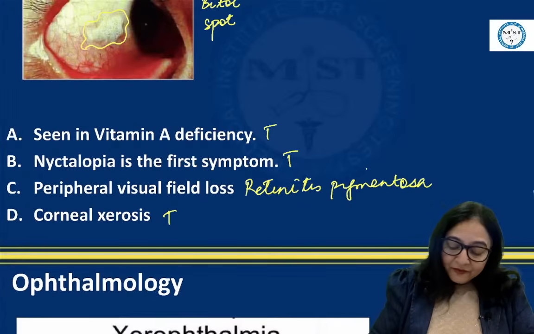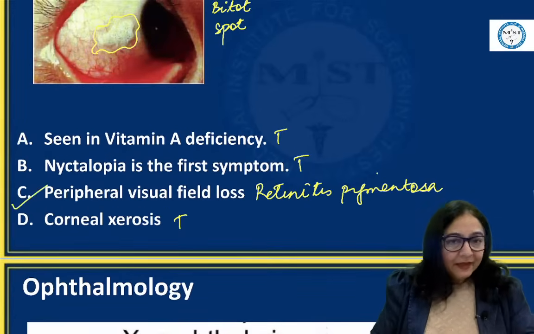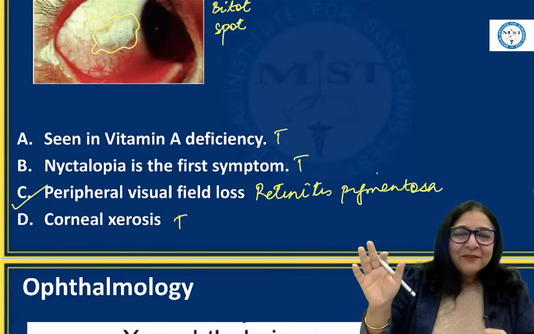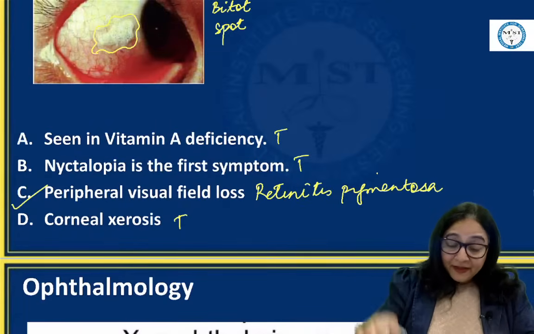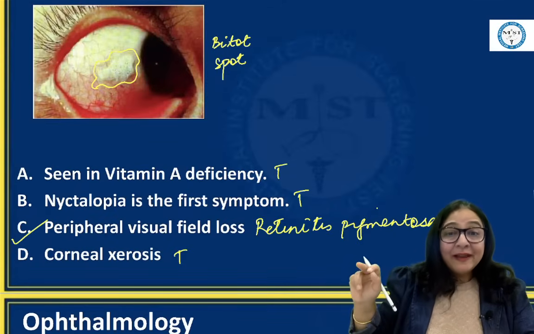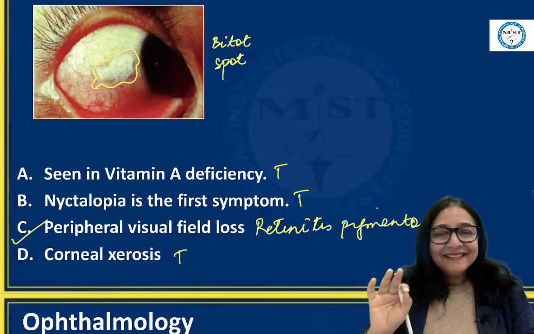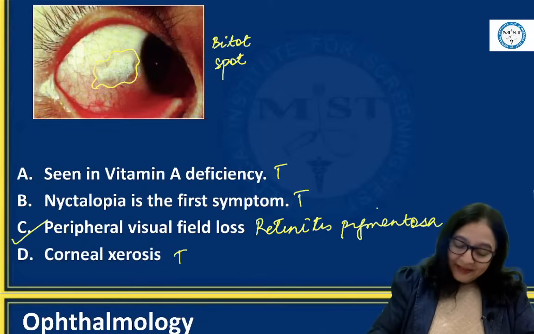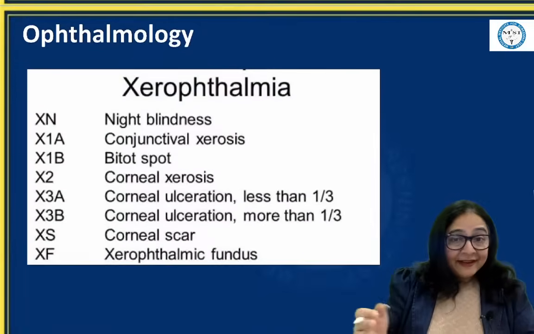So the answer of this question will be this. Sometimes the questions can be asked in a trick manner. So please do not forget, just don't jump seeing Bitot's spot to vitamin E deficiency. First read the statement and then mark your answer. So what are the triad of retinitis pigmentosa?